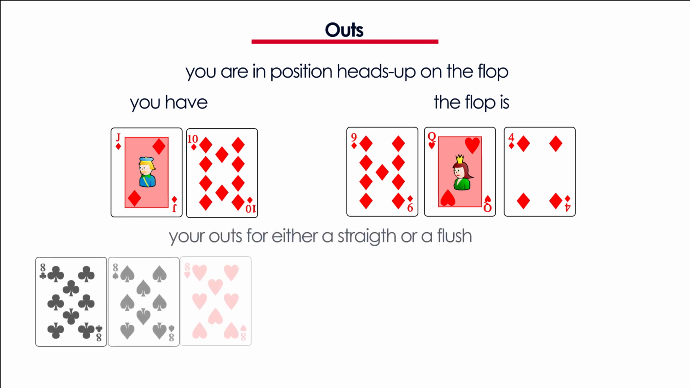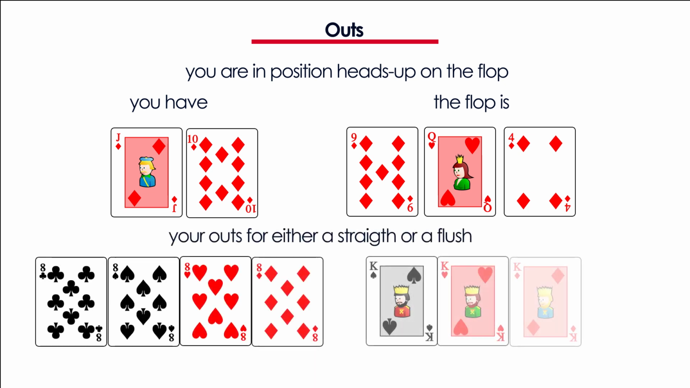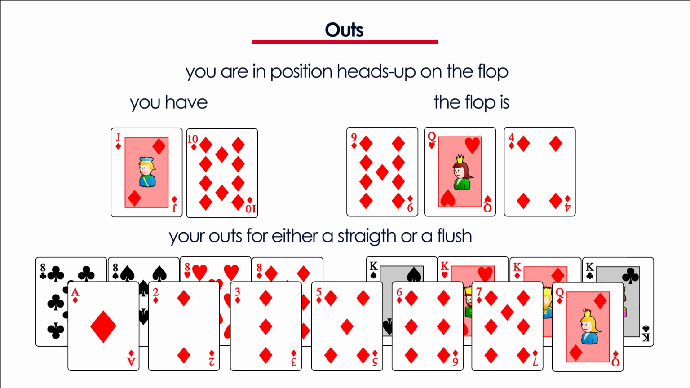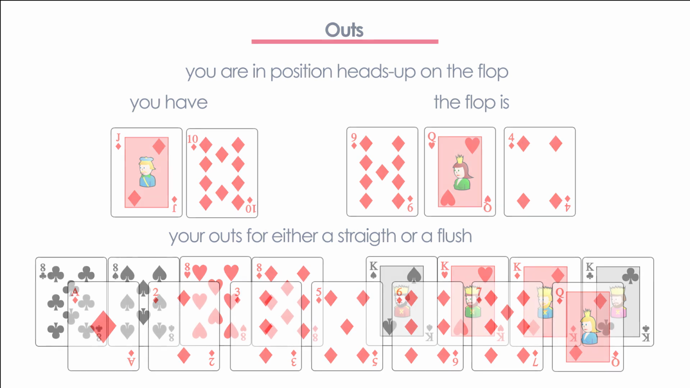There are 4 8s and 4 kings that will give you a straight, so you've got 8 outs for a straight, and there are also 9 diamond cards that will give you a flush. 2 of these are an 8 and a 4, so your total number of outs to either hit a straight or a flush is 15. So you have 15 outs.